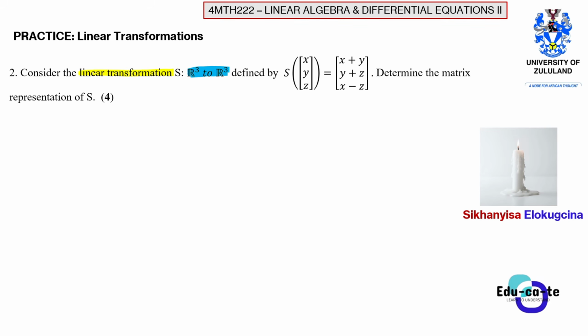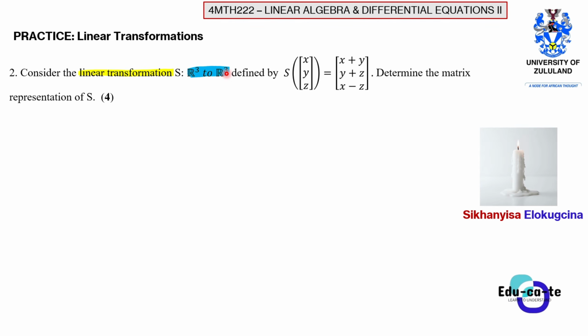It means that we are not changing the number of dimensions. You can see this evidently in this transformation function S. We are transforming the vector x, y, z into x plus y, y plus z, and x minus z. Do you realize that we still have the same number of rows? The first vector is a column vector having 3 entries, and even the result of the transformation is a column vector having 3 entries. It's just that the entries have changed, but the transformation is from R3 to R3, right? So determine the matrix representation of S.